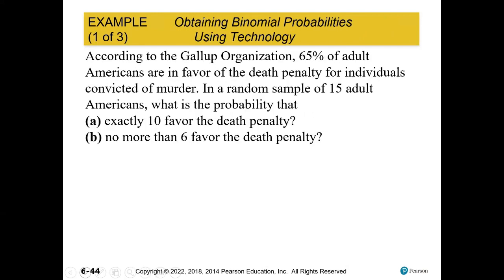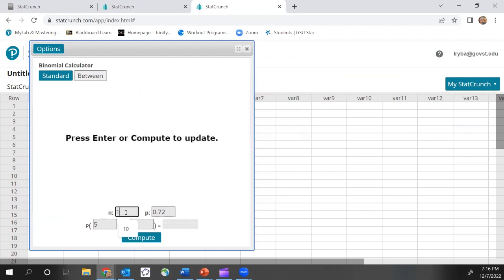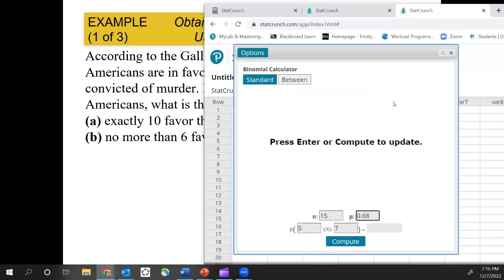According to the Gallup organization, 65% of adult Americans are in favor of the death penalty for individuals convicted of murder. In a random sample of 15 adult Americans, what's the probability that we get exactly 10 and then no more than 6? Here's our probability. Here's our N. N is 15. And it was 68, right? Nope, 65.